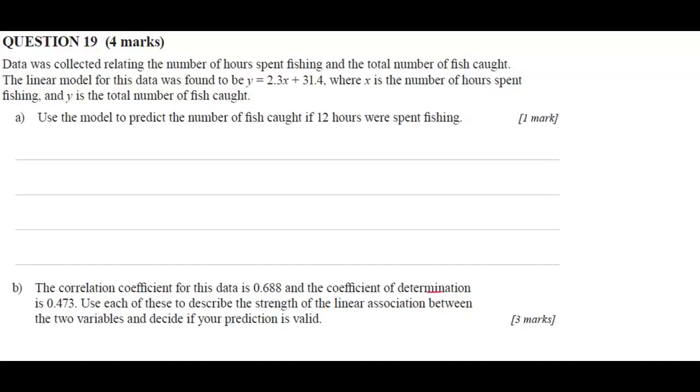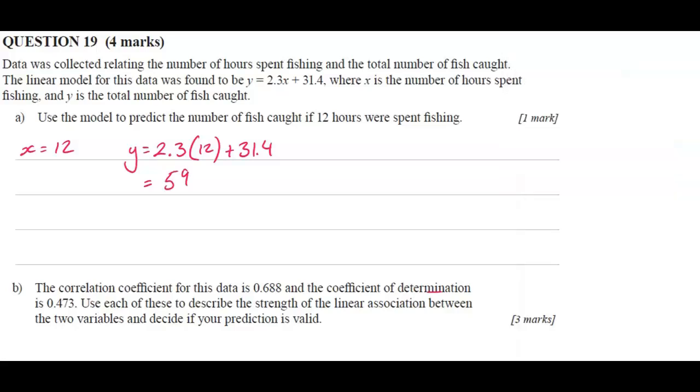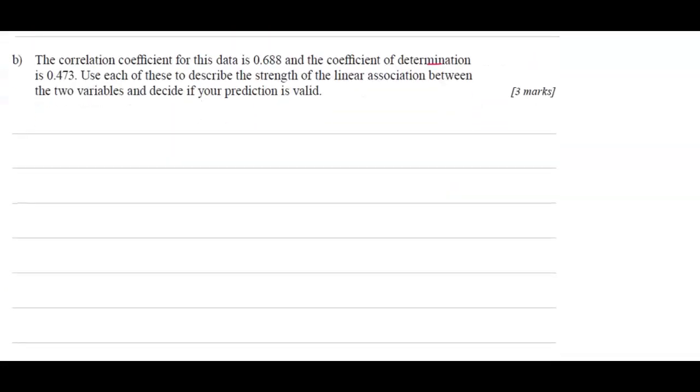Now we know the hours spent fishing was relatable to x, so when x is 12, y will be 2.3 times 12 plus 31.4. So let's put that into the calculator and see what we get. 2.3 times 12, close our brackets, plus 31.4. We get a solution of 59. Now, because this question is only worth 1 mark, I wouldn't bother writing a sentence. Let's have a look at part B.